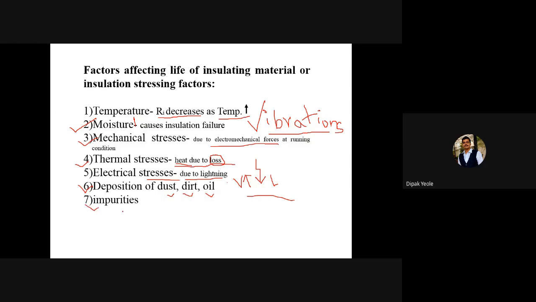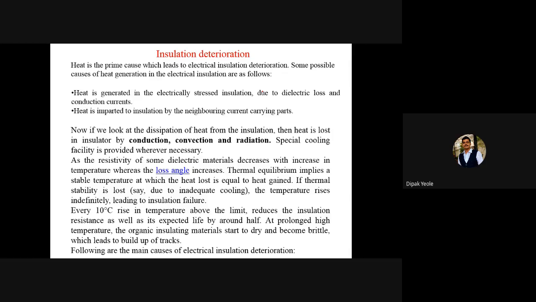You can say the rainy season, or whenever there is snow, then this snow or the raindrops affect the insulating material. So these are the factors which affect the insulating material. Now we will go ahead. We are interested in insulation deterioration. So this is the first point from your unit number 3A.